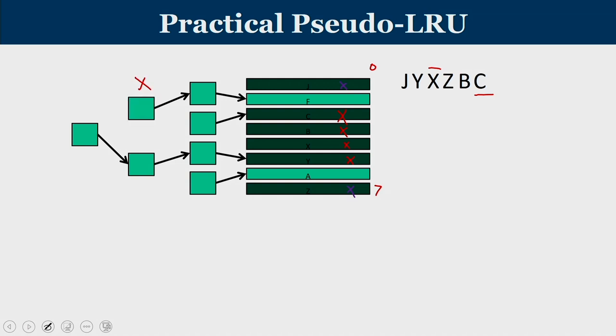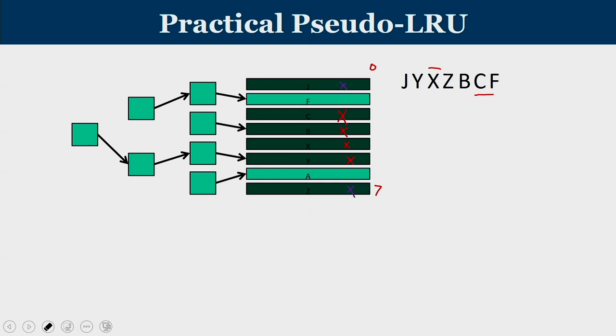No change. And for this child, since I am going to access in this region, the arrow will be flipped down. So, after accessing C, these are the positions of the pseudo LRU tree.